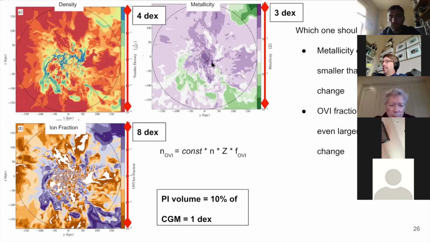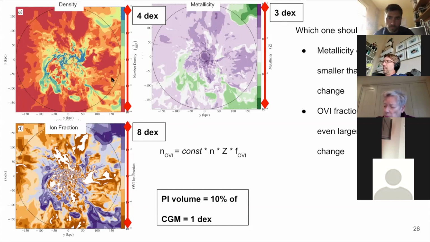We're doing this very rough because we'll go back a little more carefully later. The PI volume is about 10% of the CGM. I'll show you how we calculate that in a second. The ion fraction goes up to 8 orders of magnitude, from this dark blue, where about 20% of the gas is oxygen 6, to about 1 part in 10 million being oxygen 6, 10 to the minus 8. The point here is that if you add together all three of these, the stream should basically dominate. The stream should be a factor of 10 to the 8 more than the bulk.